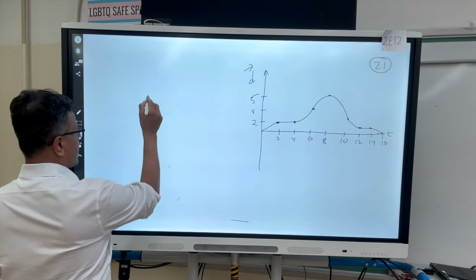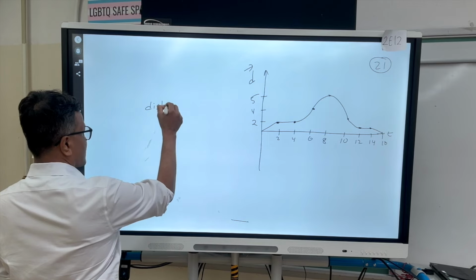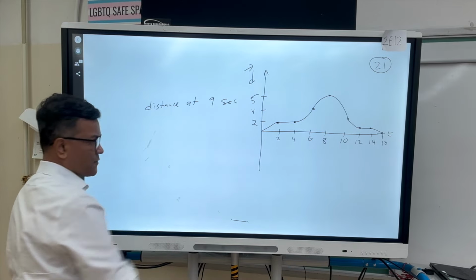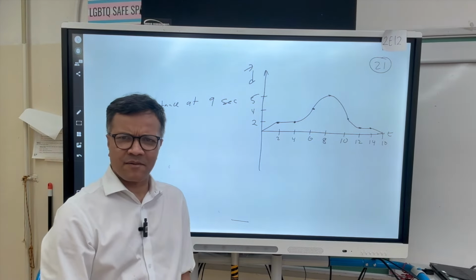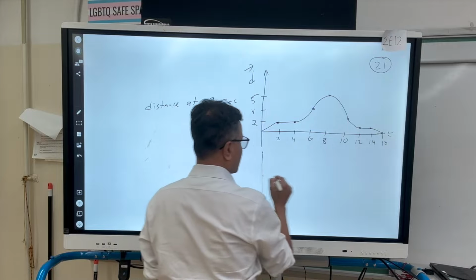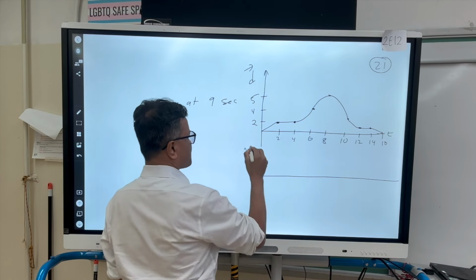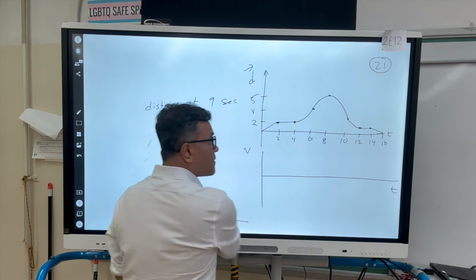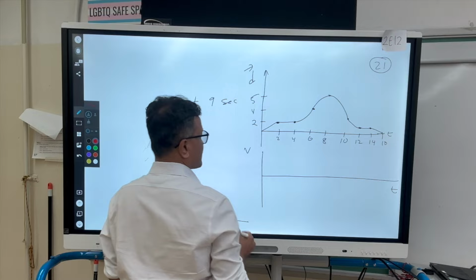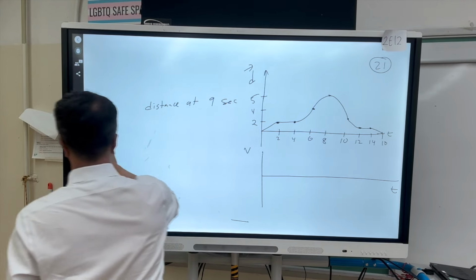If I ask you to find the distance at 9 seconds, how can you find it? That seems like a big problem. Well, not so much. Convert it to a vt graph and everything is going to be easy. Okay, so I'm going to use the word: let's divide and conquer.